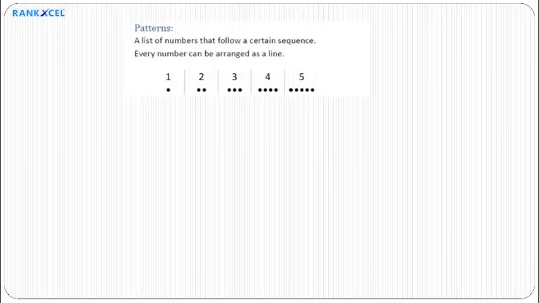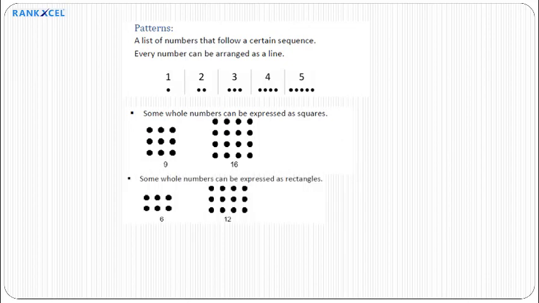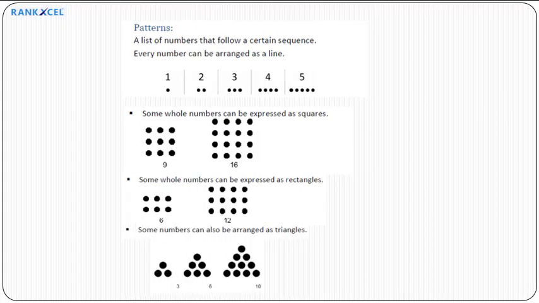Patterns. A list of numbers that follow a certain sequence. Every number can be arranged as a line. Some whole numbers can be expressed as squares. Some whole numbers can be expressed as rectangles. Some numbers can also be arranged as triangles.